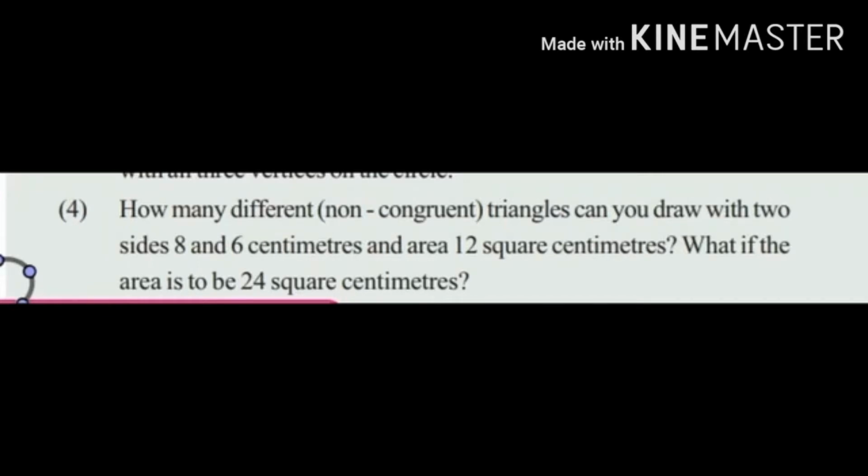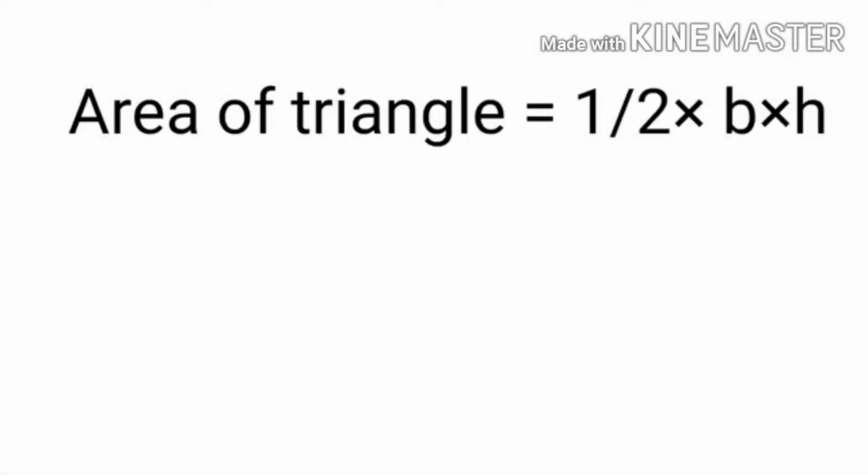And the condition is two sides must be 8 and 6 centimeter. Three sides will be there for a triangle. Out of those three sides, two sides must be 8 and 6 centimeter, and the area must be 12 centimeter square. So in order to get area as 12 centimeter square, what is the equation? Area of triangle is half BH. Half BH is the equation.